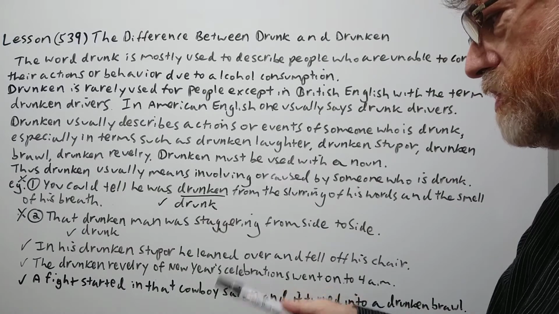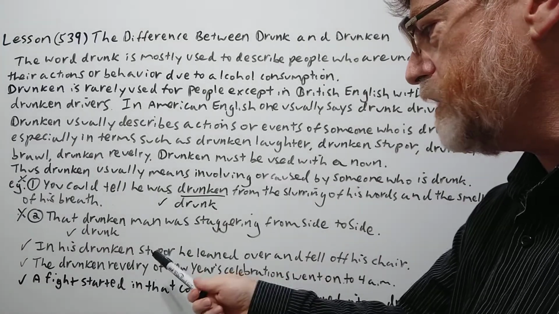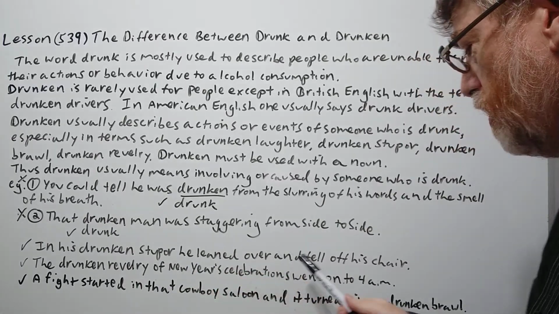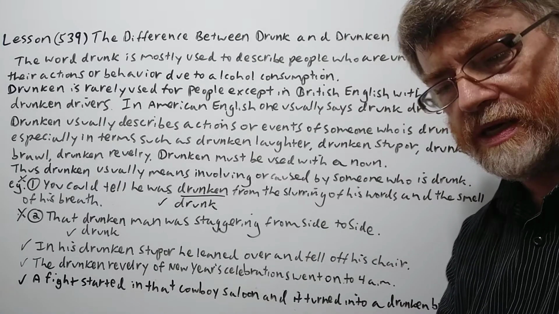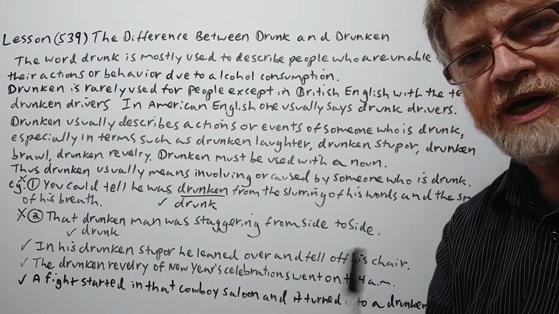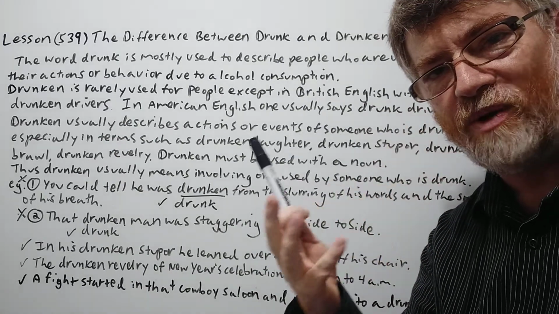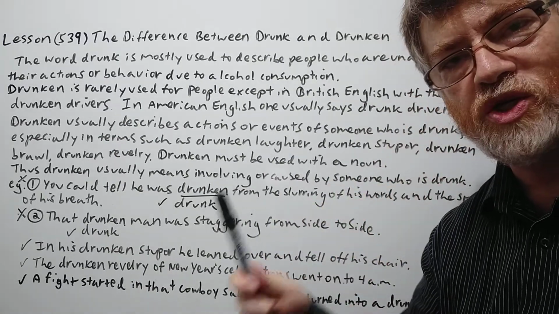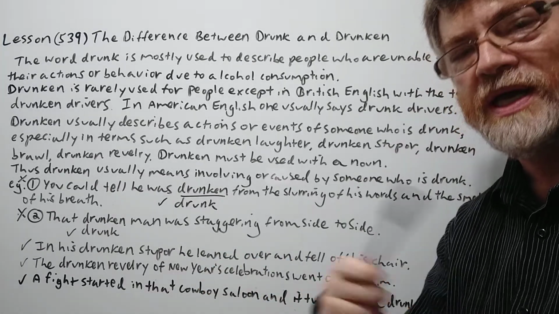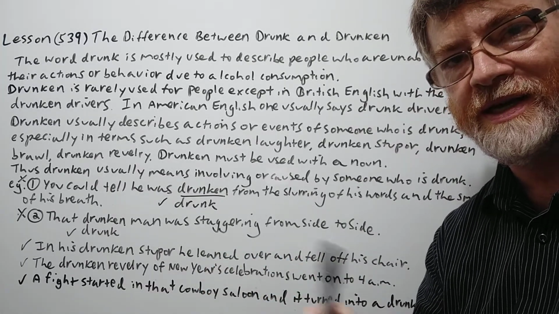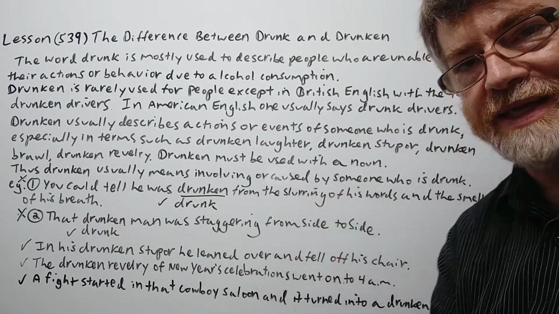All right, and here's several examples of how we might hear drunken. In his drunken stupor, he leaned over and fell off his chair. Yeah, if you're in a stupor, it means you're in a condition where your reactions are slow and your senses are not really quite clear. Then you could be in a stupor. Okay, so we might often say somebody could be in a drunken stupor where the alcohol has really affected their ability to react to things or clearly think.